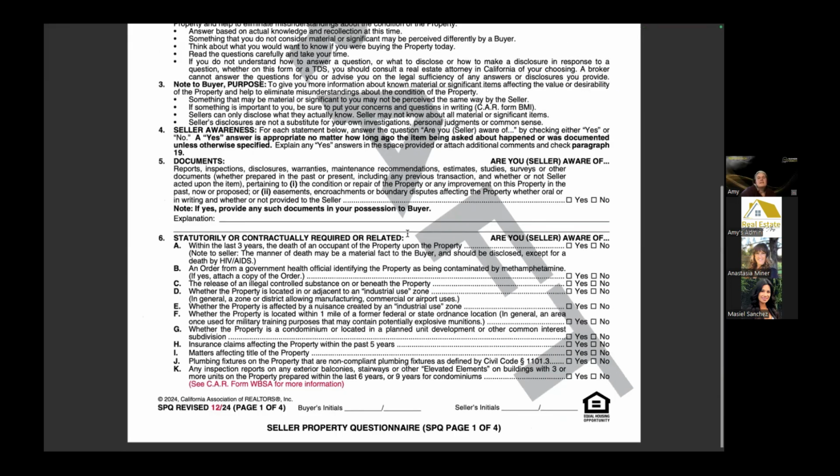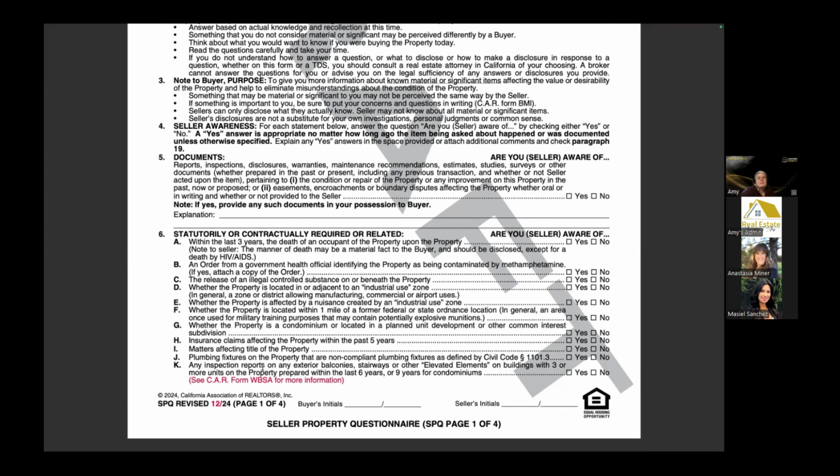All right. It just says, any inspection reports on the exterior balconies, stairways, or other elevated elements on buildings with 3 or more units on the property prepared in the last 6 years or 9 years for condominiums, yes or no. And then it just says see CAR form WBSA for more information. So that was that wood balconies stairs addendum that we covered earlier today that had some changes to it. So it's just saying, hey, reference that form.